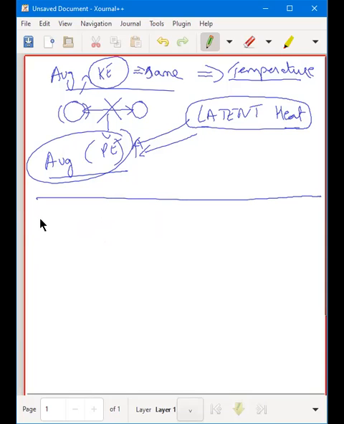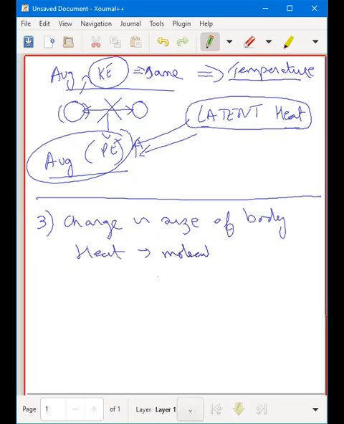The third is the change in size of the body. This is apparently very easy to understand. When we heat an object, what happens? The molecules spread apart. Therefore, the body size increases. And the reverse happens on cooling, right? So generally all solids, liquids and gases expand on heating and contract on cooling. What happens is the molecules spread, that is, the intermolecular spaces increase.